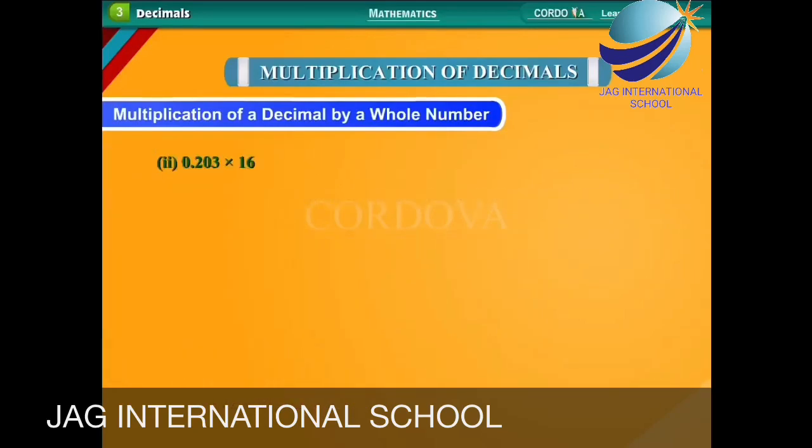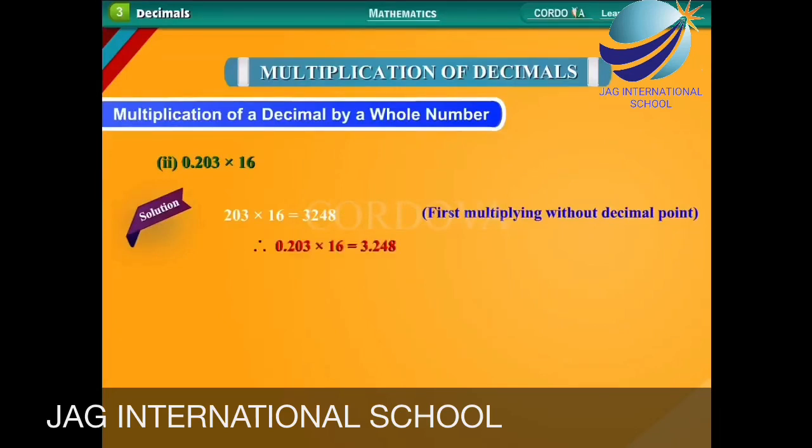0.203 into 16. 203 into 16 is equal to 3248. First, multiplying without the decimal point. Therefore, 0.203 into 16 is equal to 3.248. Put the decimal point after three digits.